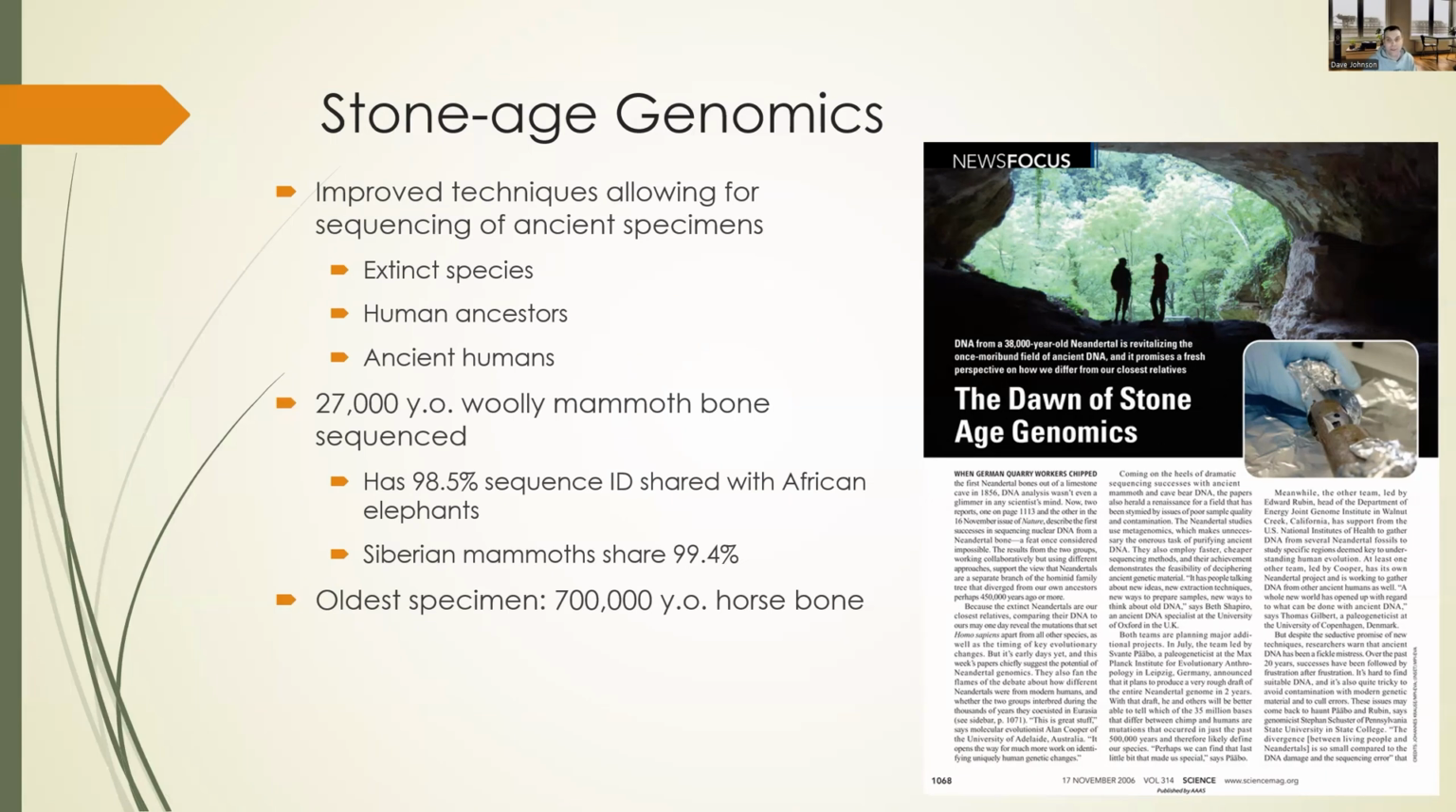That doesn't just include things like the woolly mammoth that I'm talking about here, or a horse bone. It also includes human ancestors and ancient humans. So this is allowing us to get a much better picture of our interrelatedness with Neanderthals and Homo erectus and other extinct human ancestors, and giving us a better picture of how human evolution may have occurred, as well as, interestingly, what parts of being human aren't actually coming from humans.